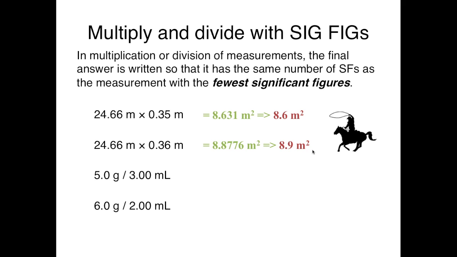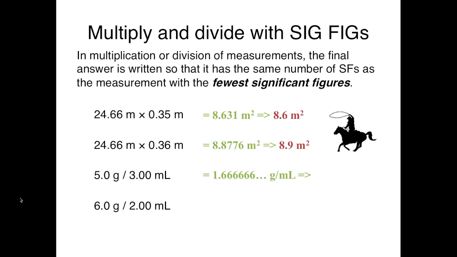So that becomes 8.9 meters squared. Notice that units are always important. That's why I include them there. When you do math with units, the units also multiply each other. So meters times meter is meters squared. Okay, let's take a look at the third example here. 5.0 grams divided by 3.00 ml. On your calculator, you get a number that's 1.666666.